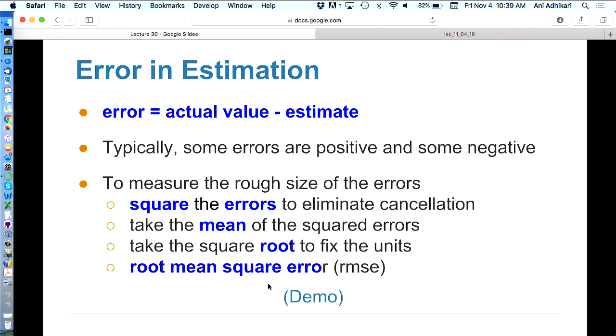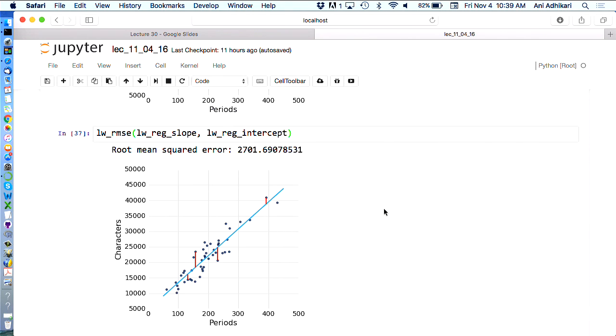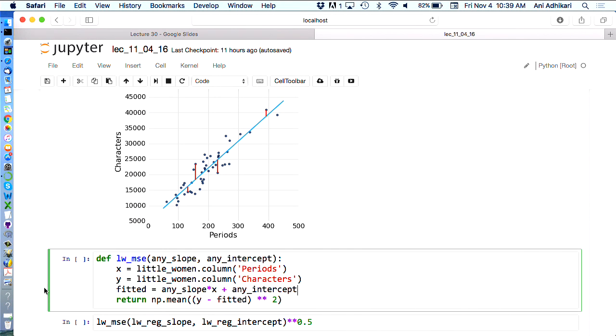And therefore, the function that we had that was RMSE, now we will define a function that simply computes the MSE without the root. And that's the same function that we had before. So we take any slope, any intercept, some dumb line, and x is the number of periods, y is the number of characters. Please note that x and y have been chosen to be arrays so that I can work with them. The fitted value is whatever slope you took times x plus whatever intercept you took. And now we are returning, this is the error, the actual minus the fitted, the squared errors, and the mean. We are returning the mean squared error.